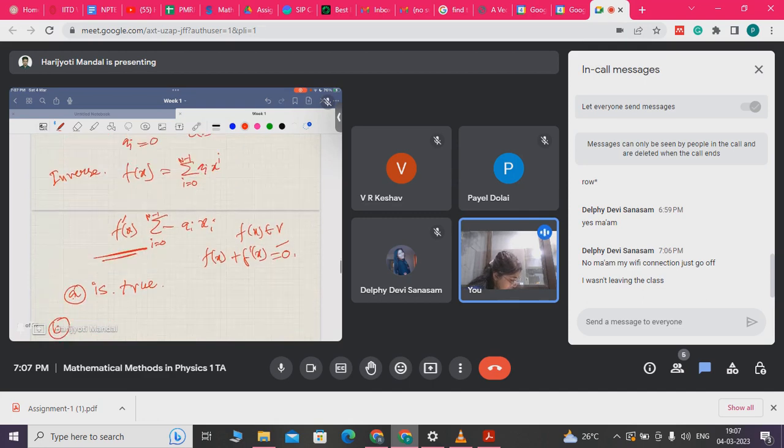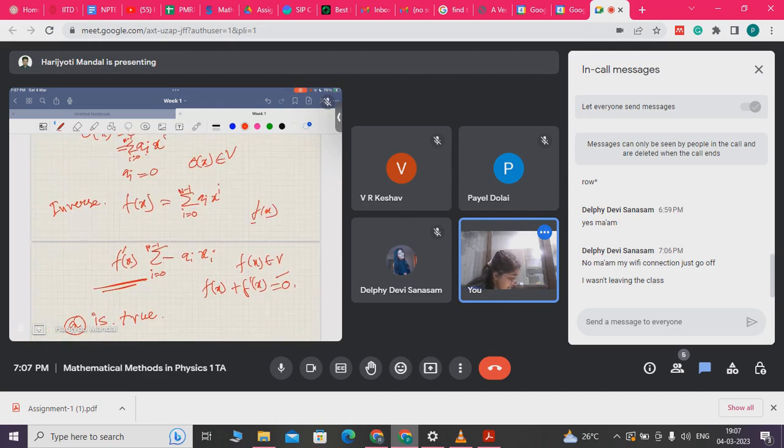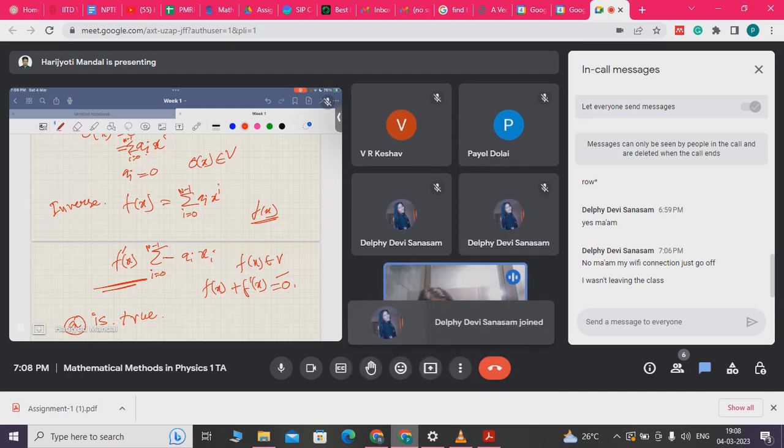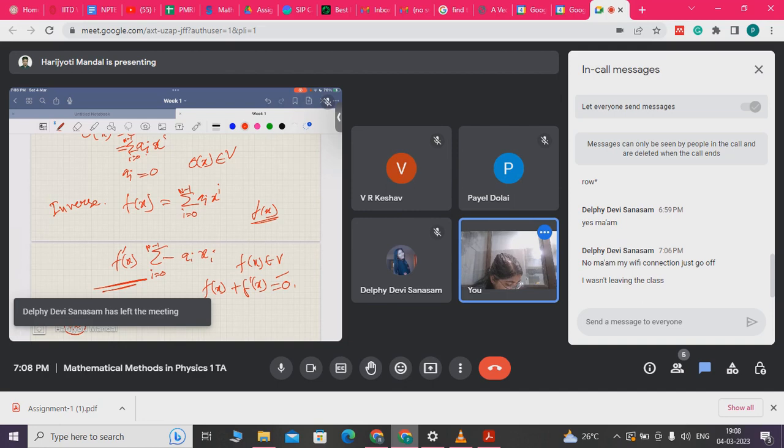Similarly, 0(x), you can write 0(x) any way you want. So only even components are there. And when f(x) doesn't have odd components, how can its inverse have odd components? So they will form a vector space. I am now writing this again, but Payal, is it clear to you? Yes, ma'am.